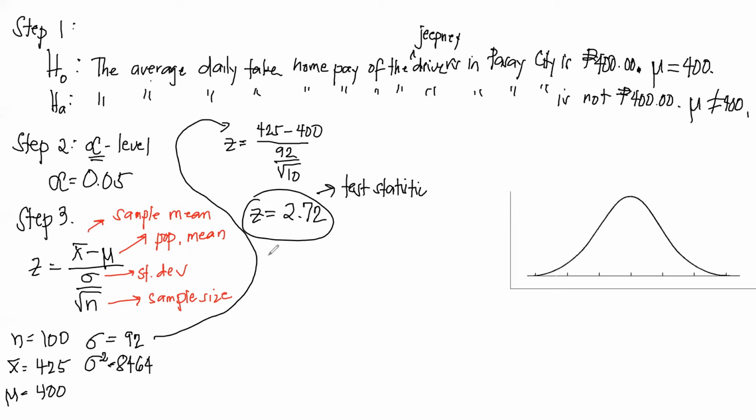For our step 4, we will get the critical value. So how do we get our critical value? First, check our alternative hypothesis. Our alternative hypothesis is H sub A: mu is not equal to 400. So let's have here the matrix or the table.